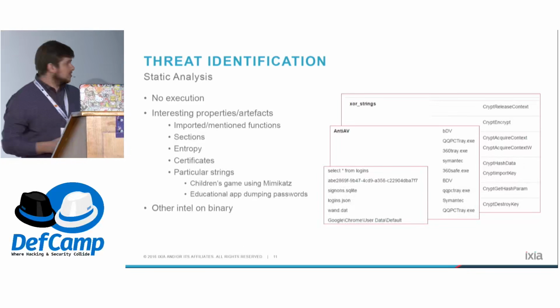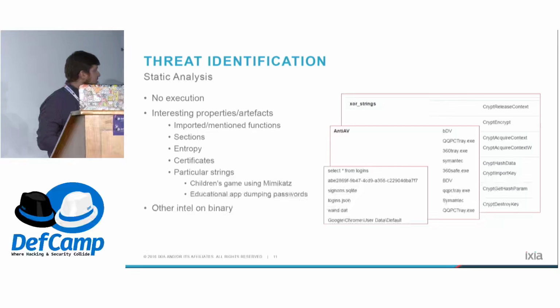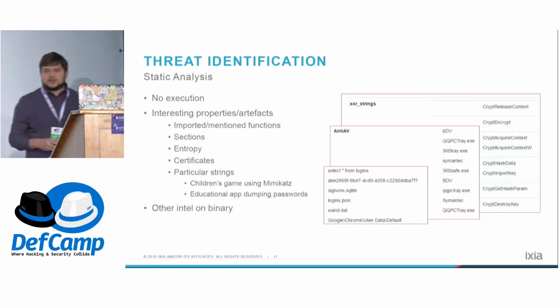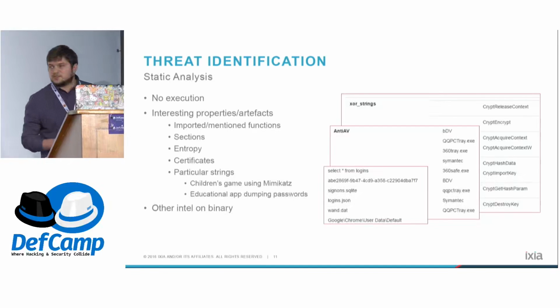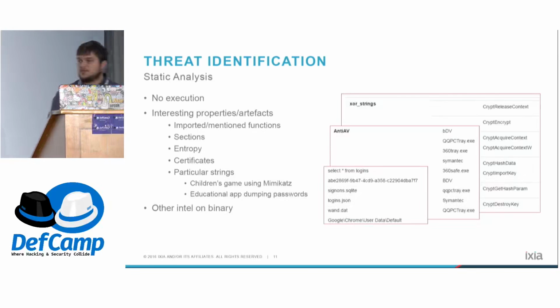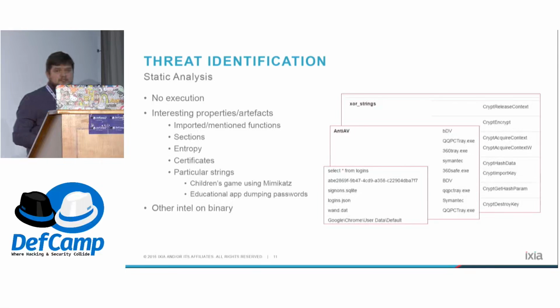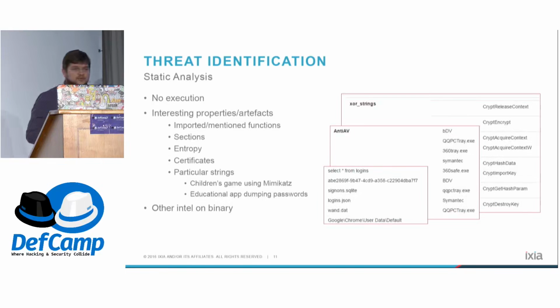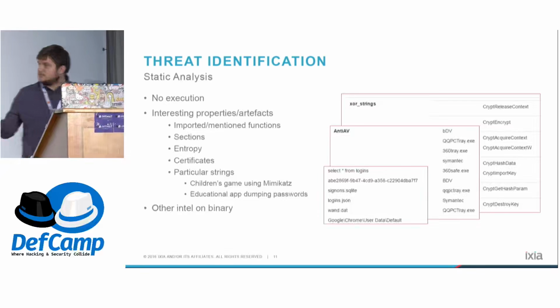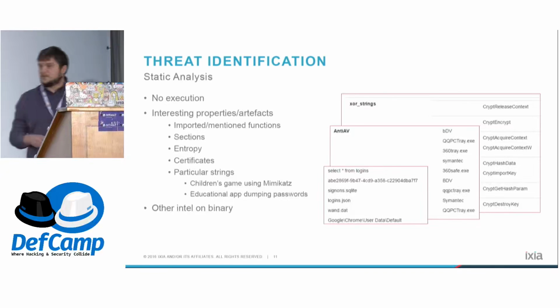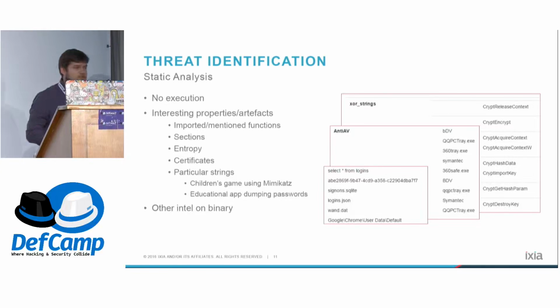Some examples on the slide. You can see the first one says XOR strings. Those are names of Windows cryptography functions which have been obfuscated using XOR encryption. So that's shady, at least. The other one says anti-AV, so it's searching for commonly known security products, probably to disable or bypass. We don't yet know.